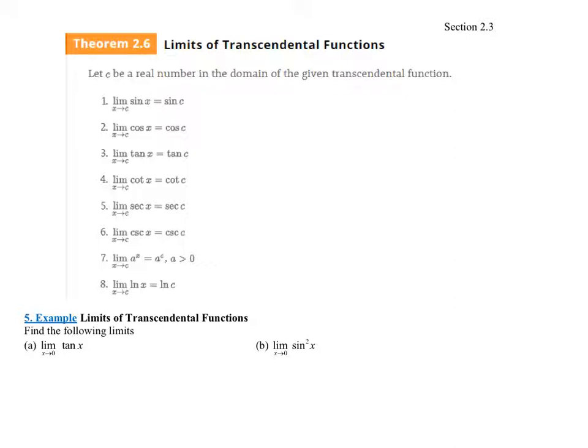Simply plug in the x value. To evaluate the limit, simply plug in the x value. So I'll write that down. To evaluate the limit, simply plug in the x value.